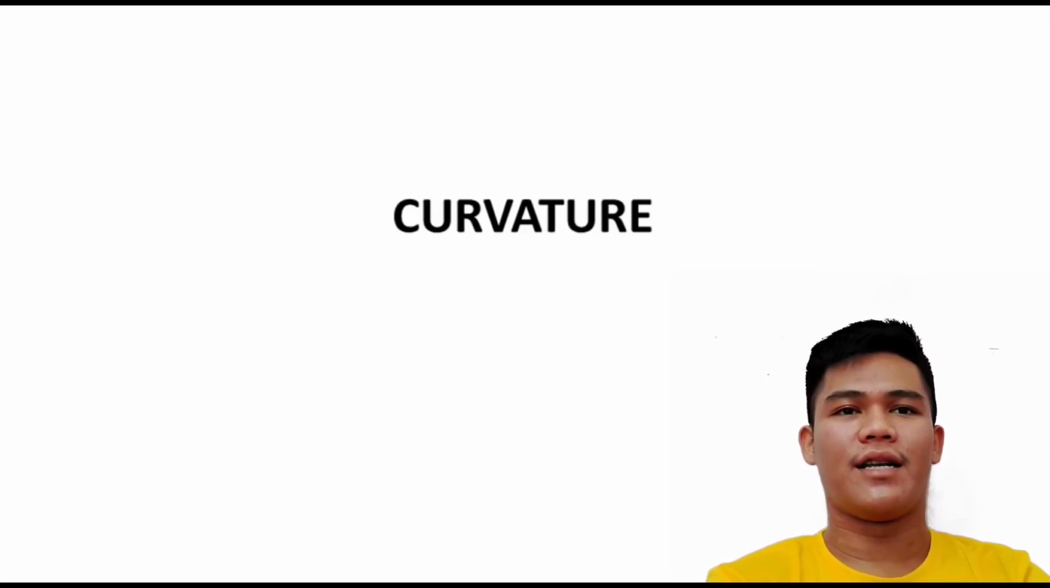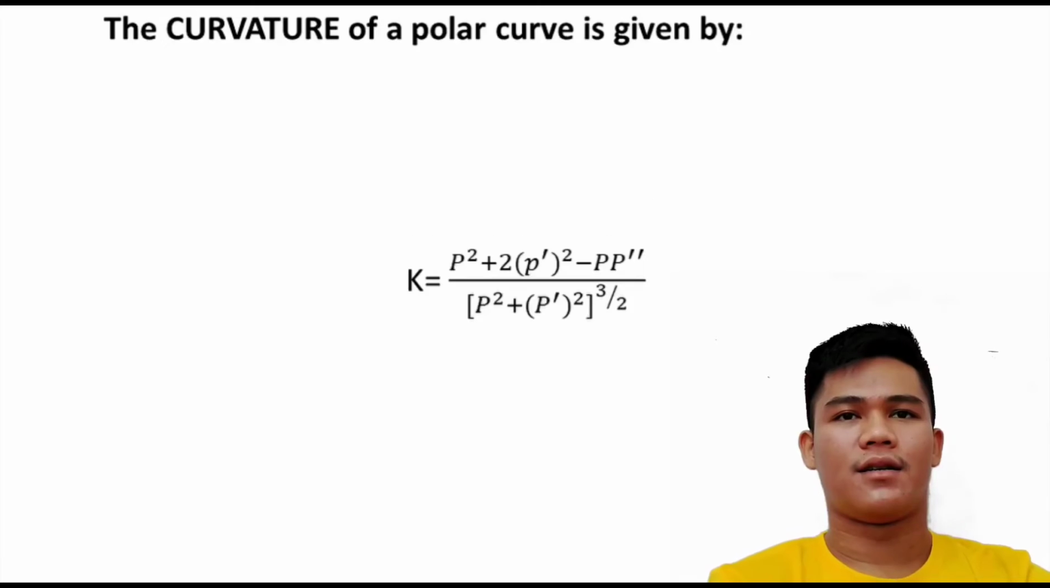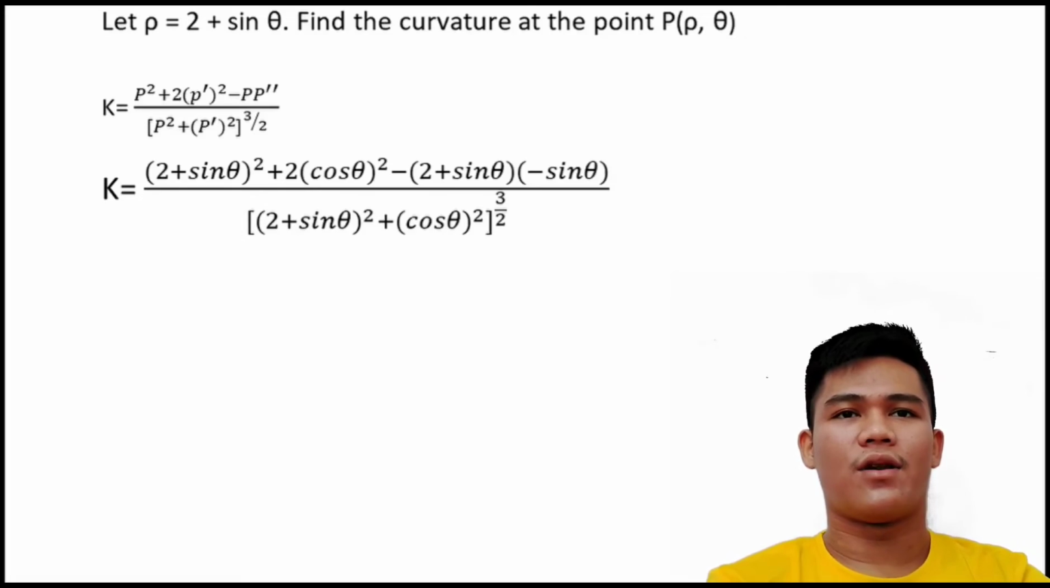In this video, we are going to learn the curvature. The curvature of a polar curve is given by the formula k is equal to r squared plus 2 times the first derivative of r squared minus r times the second derivative of r, over r squared plus the first derivative of r squared, to the power of 3 over 2. Okay, so let's move on with our example number 1.